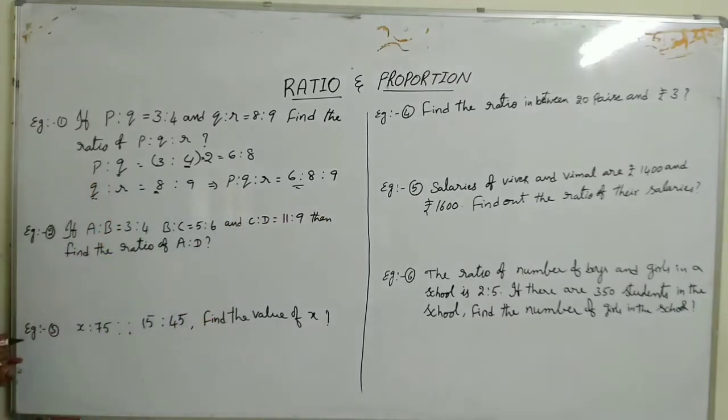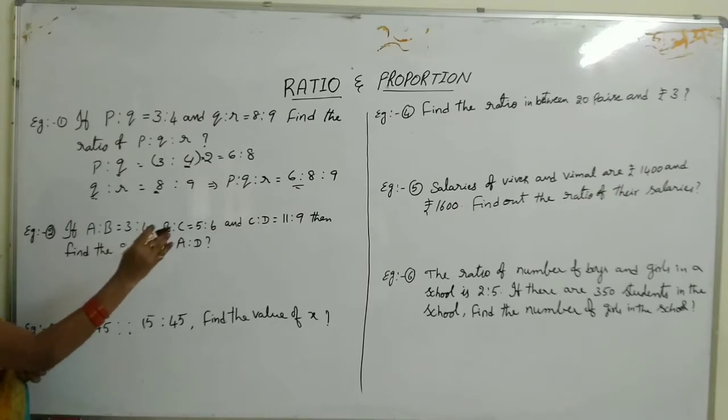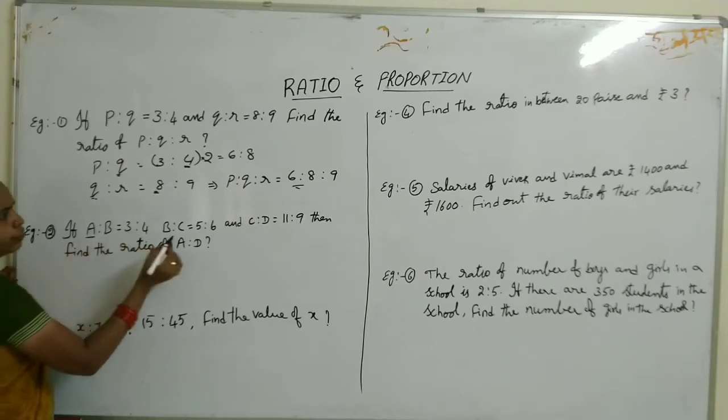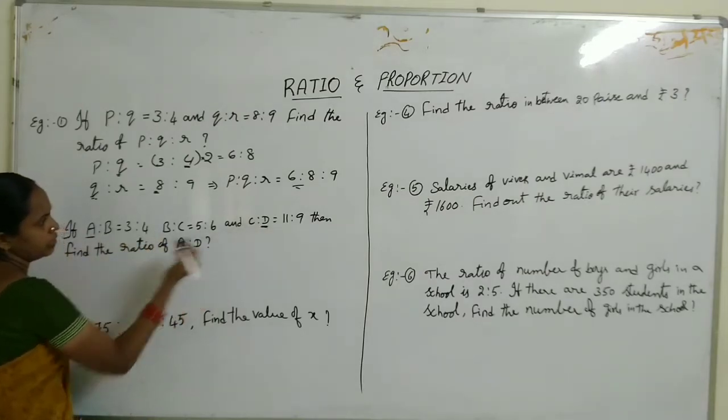Next example 2. If A is to B equal to 3 is to 4, B is to C equal to 5 is to 6, and C is to D equal to 11 is to 9, then find the ratio of A is to D. Here observe, the ratio of first term and last term.